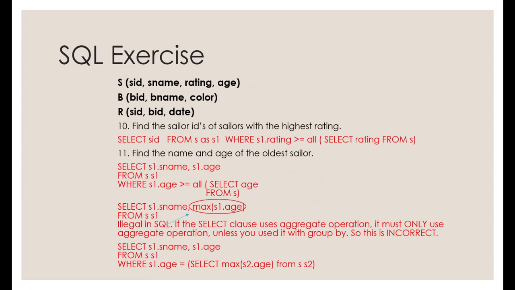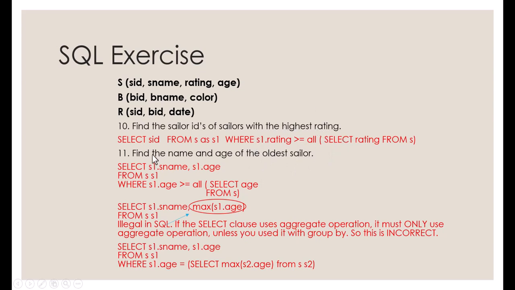Okay, so find the sailors' IDs of sailors with the highest rating. So we're looking for SID from S, and we're going to rename it to be called S1, where this person's rating is greater than or equal to all, and then we have parentheses which return the list of all the sailors' ratings. So if their rating is greater than or equal to everyone's rating, then they have the highest, right? Okay, so this is how you deal with the highest rating.